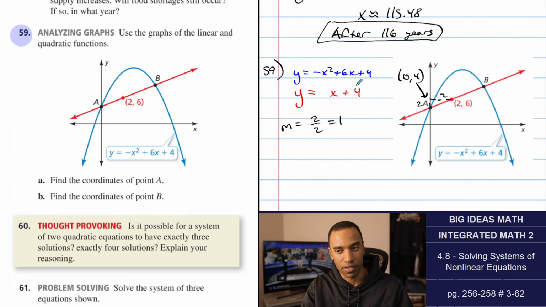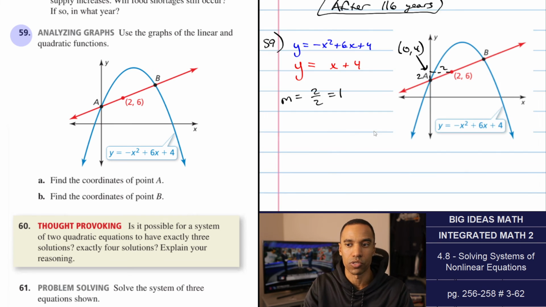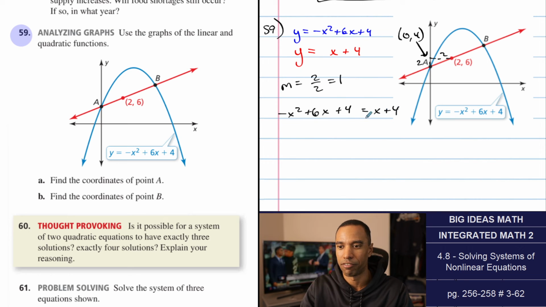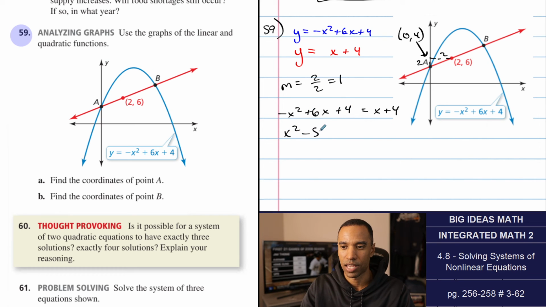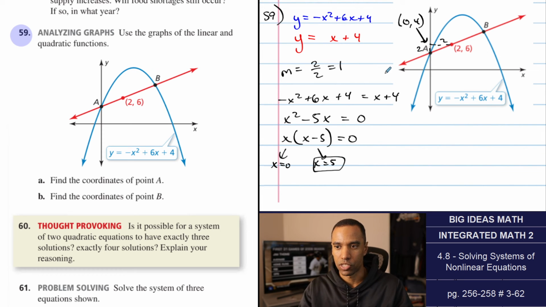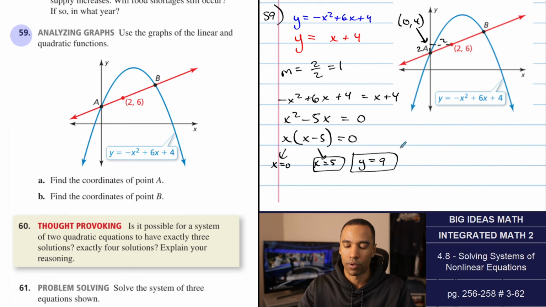To find b, you've got to solve this thing. Now, we already know one of the solutions. X equals 0 is one of the solutions. The other solution, if I set these equal, I was really looking at the elimination method there for a second. Add x squared over, subtract 6x over, subtract 4 over, that cancels out. Factor: you know x equals 0 is one of them, and x equals 5 is the other. Now this is the one to look at. Let's substitute 5 into this equation: 5 plus 4, y will equal 9. So the ordered pair for b: A is 0, 4, B is 5, 9.